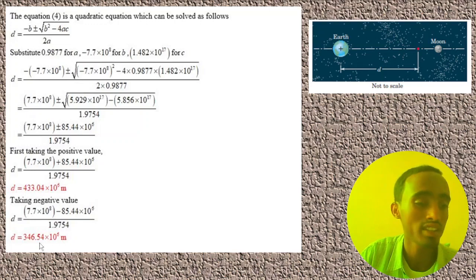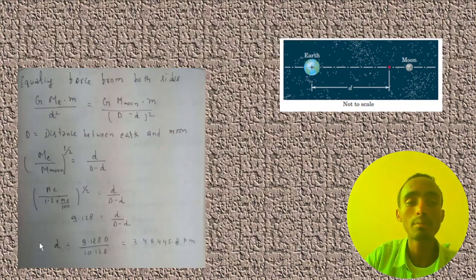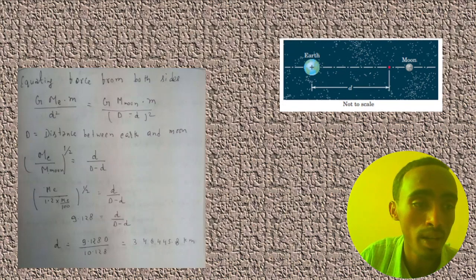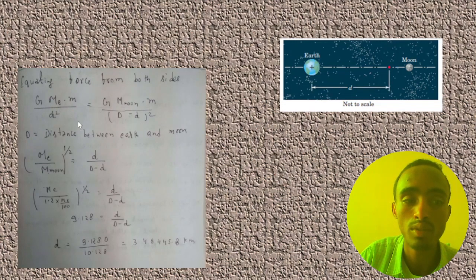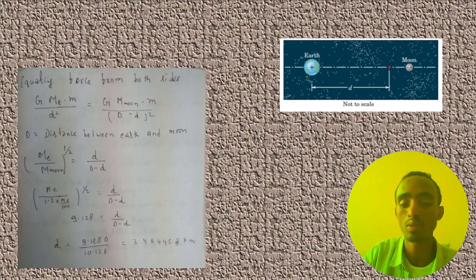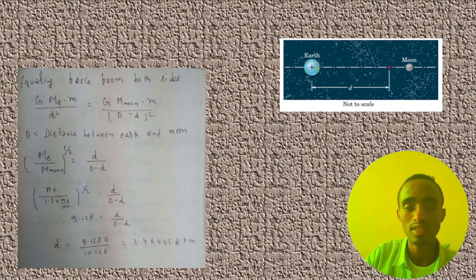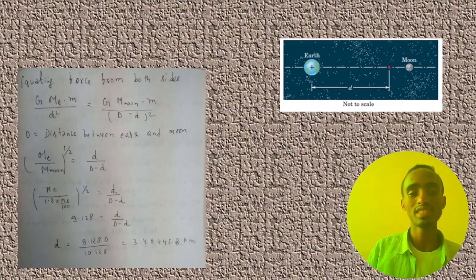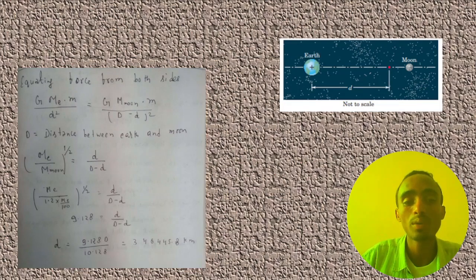We can convert it into different units, or simply we can calculate this distance d by using this equation: gravitational constant times mass over d squared equals the other force over (d minus r) squared. Then simply simplify it and get this answer. The answer is the same even though we use different steps; the final answer is the same. This is all about question number 11.